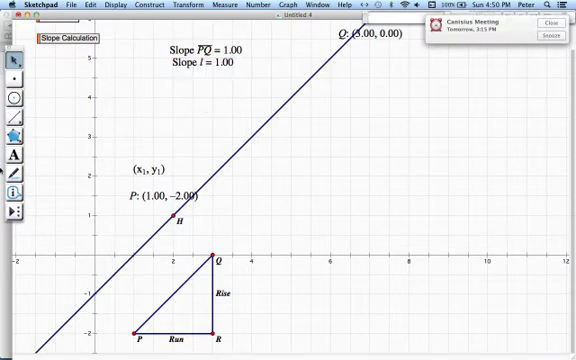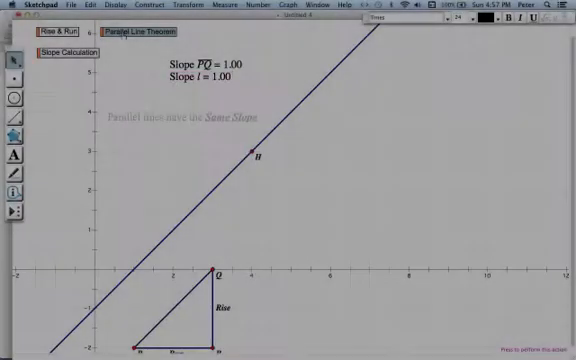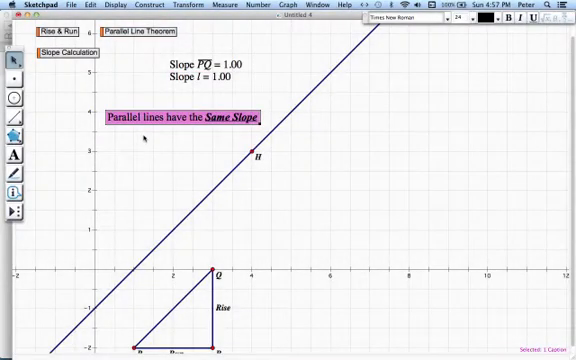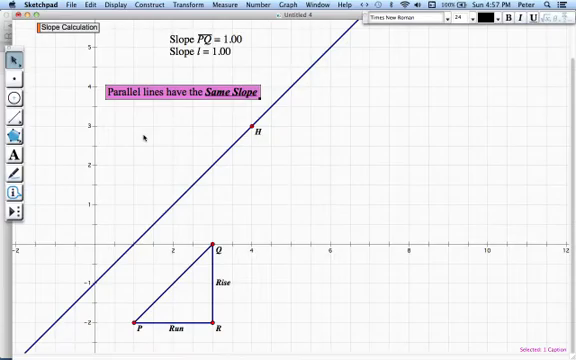So it's worth noting that parallel lines have the same slope. So let's make a note of that. Parallel lines have the same slope. Okay, now what happens though if we have a line perpendicular to PQ? What's the consequence for the slope there?